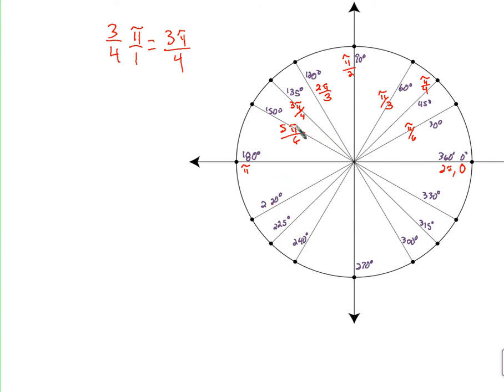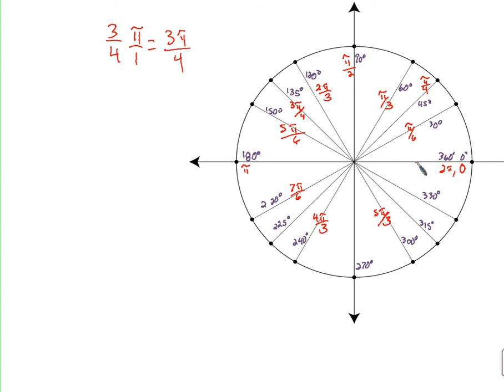We'll keep going. That's 5 sixths of pi. This is 6 sixths of pi, which is just 1 pi. 7 sixths of pi, 7 pi over 6. Okay. 8 pi over 6 simplifies to 4 pi over 3, which means we could get there by going pi over 3, 2 pi over 3, 3 pi over 3, 4 pi over 3, 5 pi over 3.